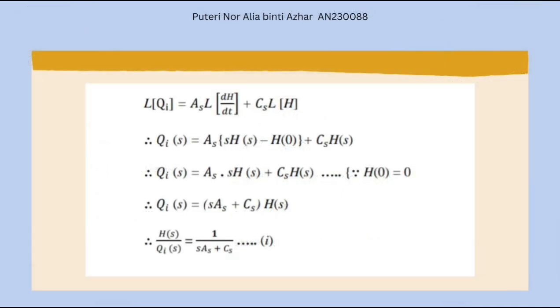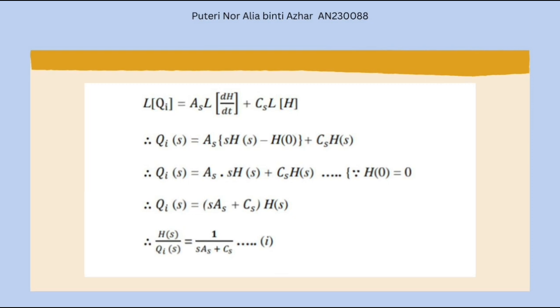Now we will enter the Laplace transform part. From the differential equation earlier, we will Laplace transform on both sides, but it is a little different because to find the transfer function, we need to multiply by s in the Laplace domain. So we will get Q initial equal to A s (sH(s) minus H0) plus C s H(s). Then from the Laplace transform, we will get the answer.